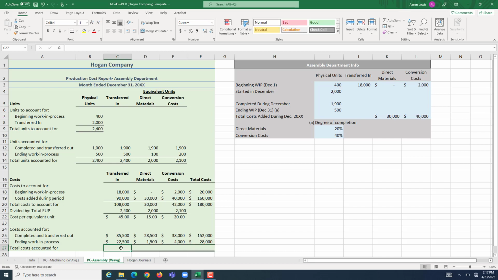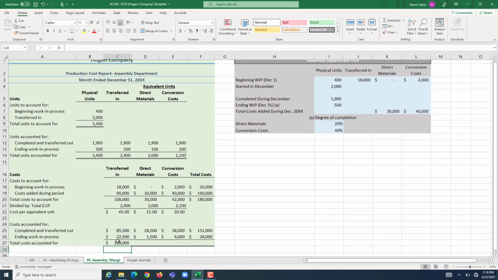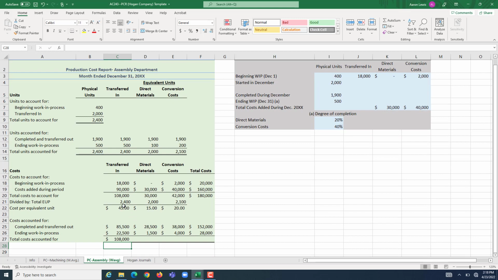So what is our total cost which we've accounted for? Well, we know for our transferred in cost, $85,500 of it is getting transferred out to finished goods inventory. And the other $22,500 is going to stay in the assembly department, being inventoried to our ending WIP. And that's a total of $108,000. So we accounted for all $108,000 that we needed to account for. For direct materials, we're transferring out $28,500 worth of direct material costs, and the other $1,500 is going to be staying in this department and its ending WIP. Add those two together, we get $30,000, which is the amount that we had to account for.